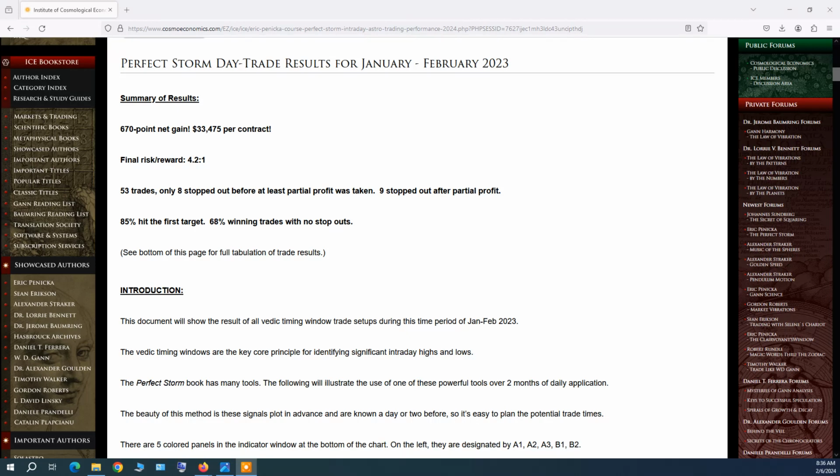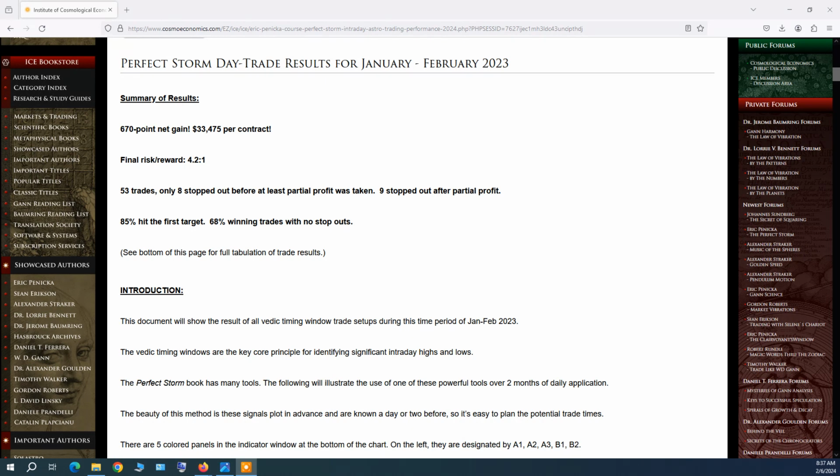Anyhow, you can go to the Cosmoeconomics site, look up the Perfect Storm book page, and go to the Perfect Storm day trade results for January, February 2023. We put together a very simple trading strategy that anyone can program into a dome. In this case, we use the Ninja Super Dome. Plug the strategy, exits, break even, and stops into the automated trade manager. And once you click your entry, the trade will take care of itself.